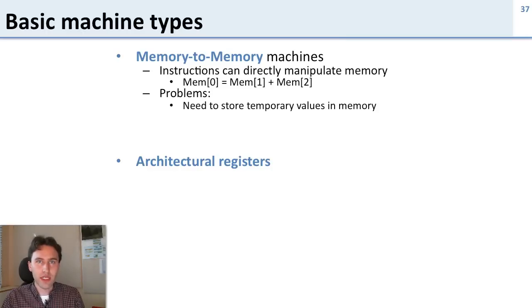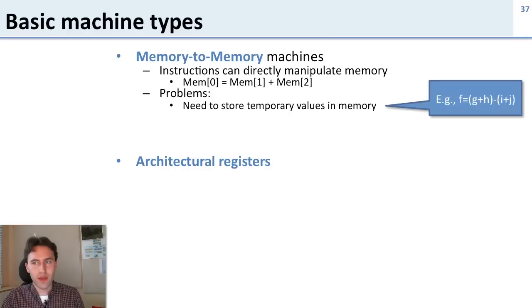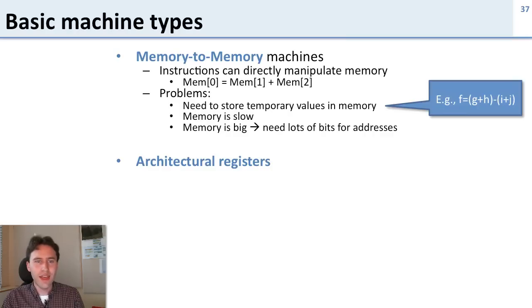There are some problems with this. If you have an operation which needs temporary values, you have to store those temporary values in memory. So if you remember the function that we've been looking at, this f equals (g + h) - (i + j). This has a lot of temporary values, and now you're going to have to store and load them from memory. This is a real issue because memory is slow. It takes a long time to access data from memory, and memory is also big. So for each one of those accesses, we're going to need 32 bits of address to identify it. So it's going to take a lot of code.